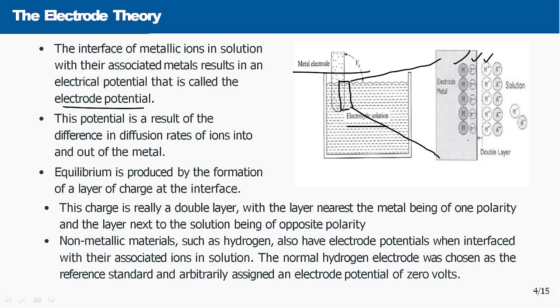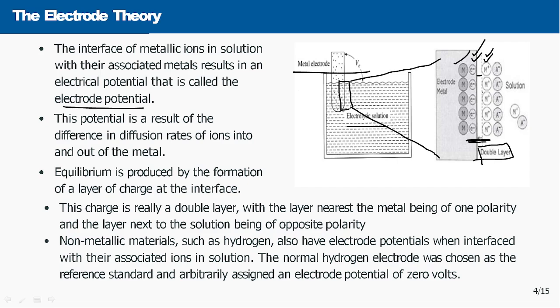So this layer is negative electrons, and this part is positive, the cations. Now we can consider this as a double layer. One layer is negative, one layer is positive across this interface. It is just similar to a capacitor, two metal plates across a membrane.